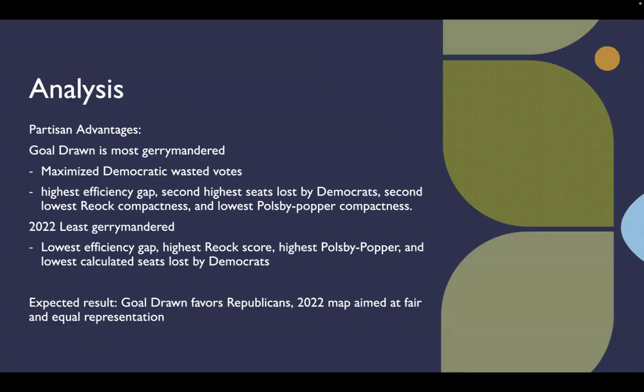So within our analysis, the goal drawn was the most gerrymandered. This was because we maximized the wasted Democratic votes. It had the highest efficiency gap. We have the second best Reock compactness and lowest Polsby-Popper compactness. However, the 2022 was the least gerrymandered with the lowest efficiency gap. Once again, the expected result was that the goal drawn favors Republicans, while 2022 aims at the most equal and fair representation.